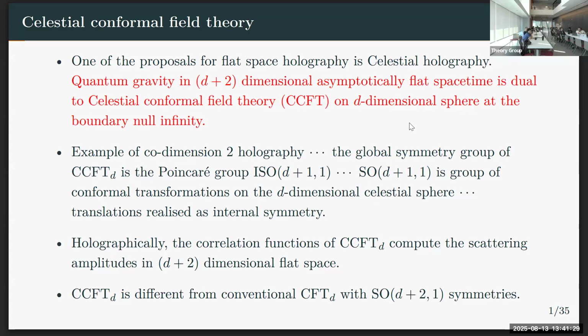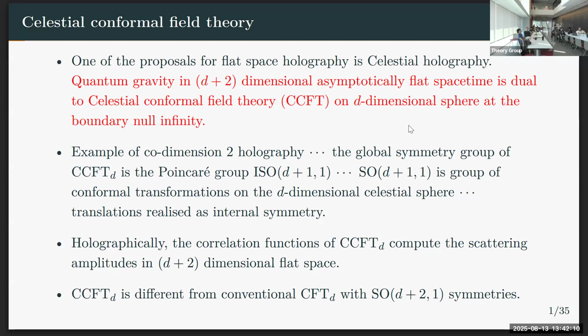Right. So now this Poincaré group, as we all know, is the semi-direct product of the Lorentz group and translations. The Lorentz group SO(d+1,1), a subgroup of this group, acts as conformal transformations on this d-dimensional sphere, whereas the translations are realized as an internal symmetry. By internal symmetry, I mean that if you have a conformal dimension of some primary, these translations can act as weight-shifting operators. So they will shift the weight of the primary. It's not a space-time symmetry from the point of view of the d-dimensional theory, but some additional symmetry.